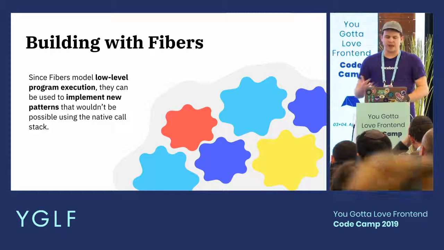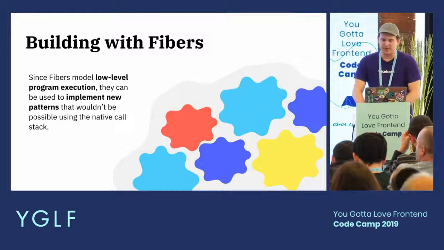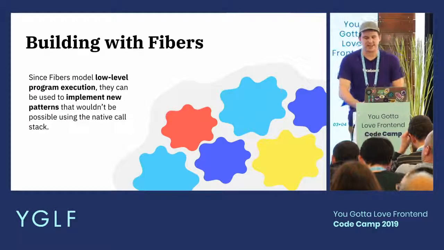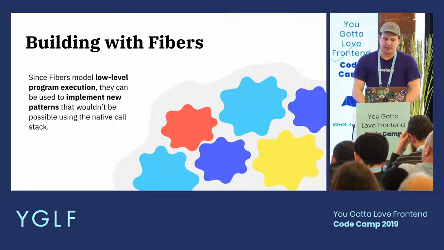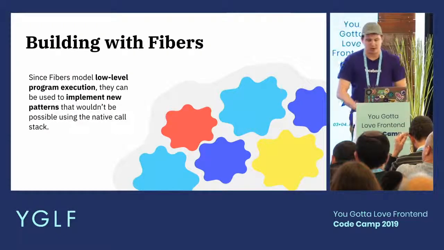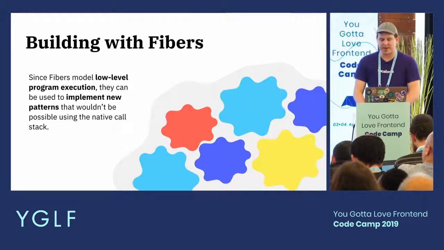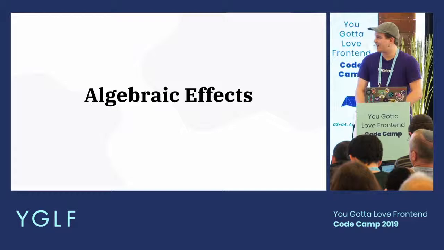Right, so we know what fibers are now, and we know what they represent, but what can we really do with them? What else does this enable? We know that they allow React to directly control program state and execution, which enables features like time slicing and suspense. And I want to say there's probably even more that this enables that we're working on currently. But that's not the only thing fibers enable. Because React has this low-level control, it can implement more advanced programming patterns that wouldn't be possible relying on the native call stack. And one of those patterns is something called algebraic effects.